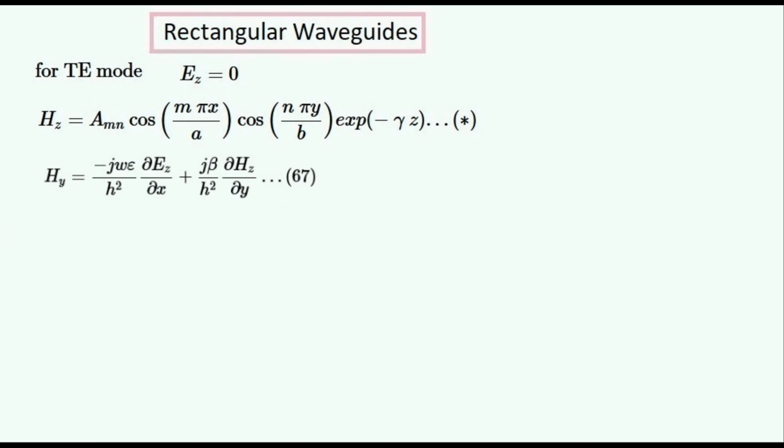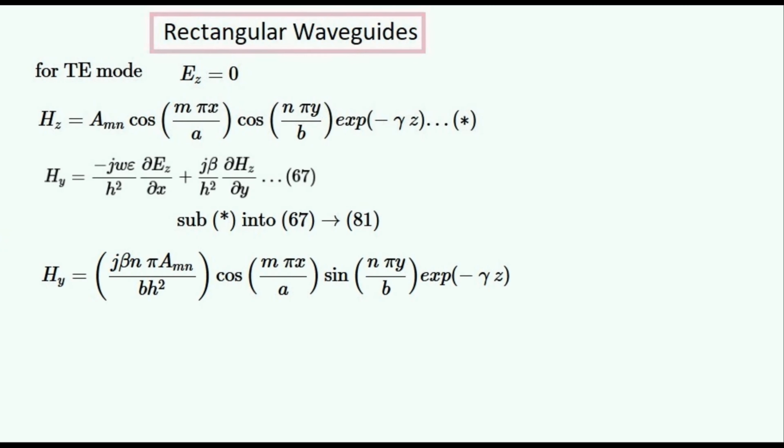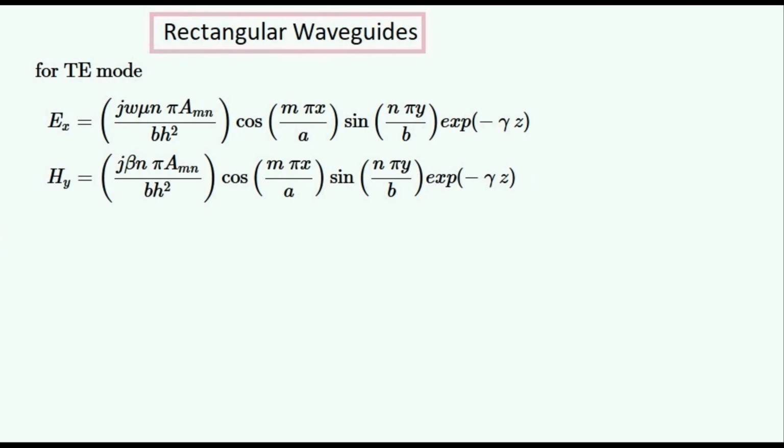We can do a similar calculation to find Hy in the TE mode. Here are the equations that we need to use. So making the substitution and tidying up the expression gives us this formula for Hy in the TE mode. We can now find the wave impedance for the TE mode, which is different to the wave impedance for the TM mode, using these two formulas for Ex and Hy.